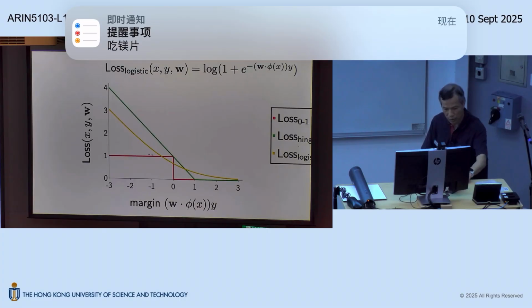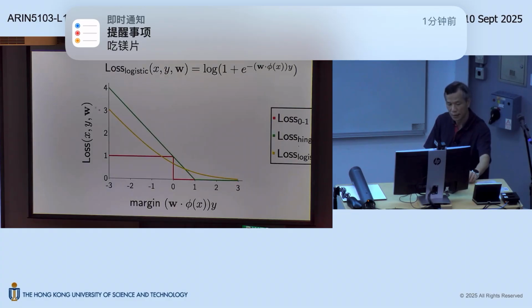So the red curve is the 0-1 loss, the green curve is the hinge loss, and you can see that the logistic loss basically follows the same idea. In this part you are wrong, so you have non-zero loss. If you are very wrong, you get a higher loss; if you are just a little bit wrong, you get a smaller loss. When you are here, you are very correct, so you have 0 loss. And here, you are only marginally correct, so I still give you some loss.